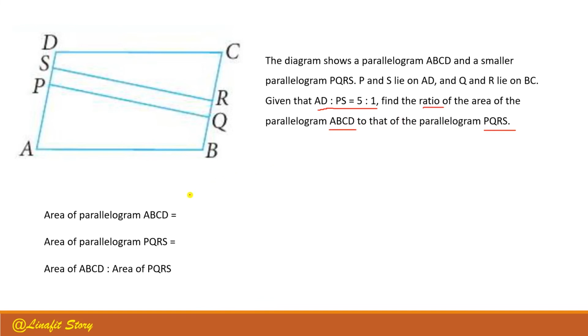So, to get the area of parallelogram ABCD is base times height. The base is AD times the height. Well, to get the area of parallelogram PQRS is base times the height. The base is PS times the height.